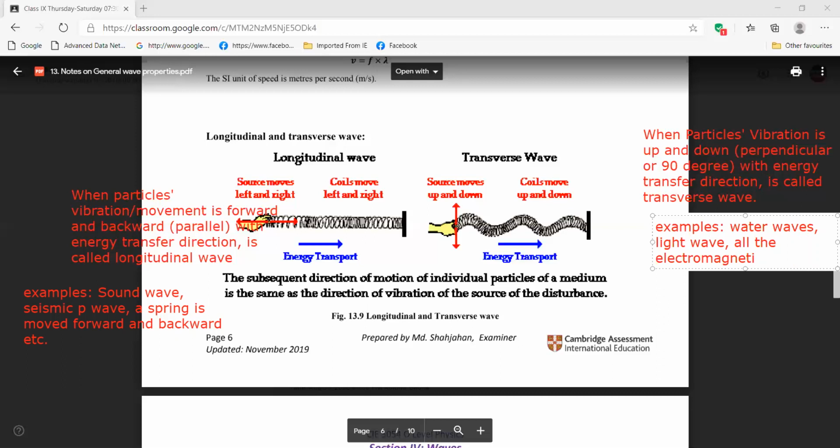Electromagnetic waves, all the electromagnetic waves. Then seismic S wave. Okay, seismic S wave. Today we got one example of seismic S wave in our worksheet when we discussed in school.